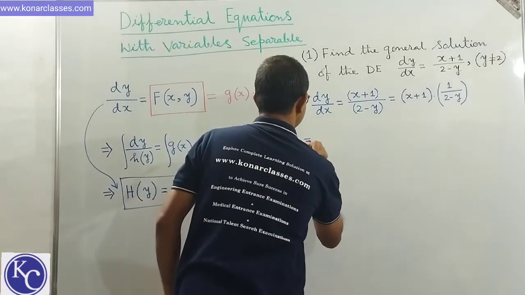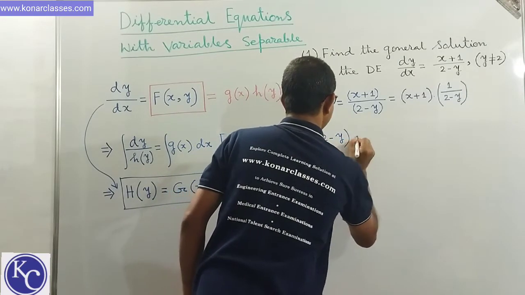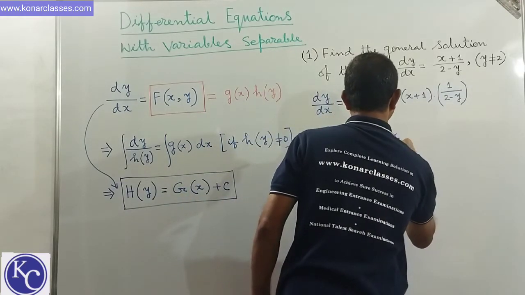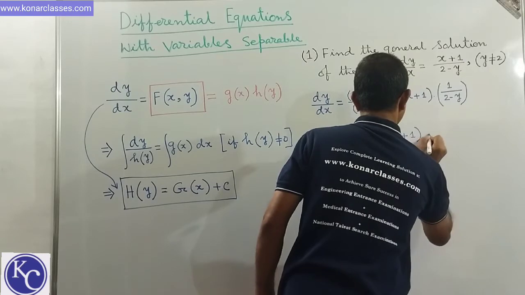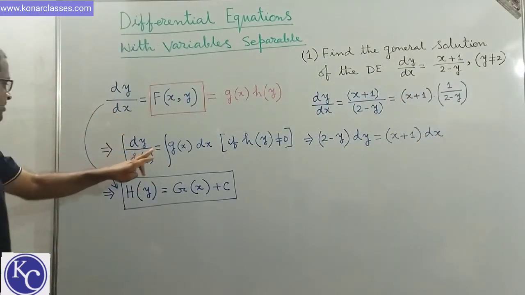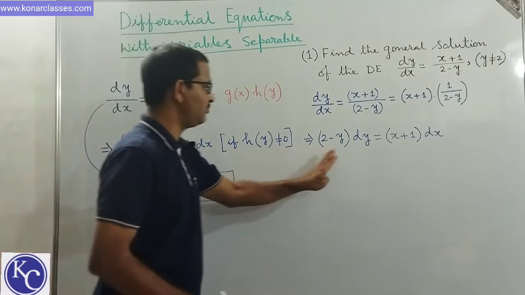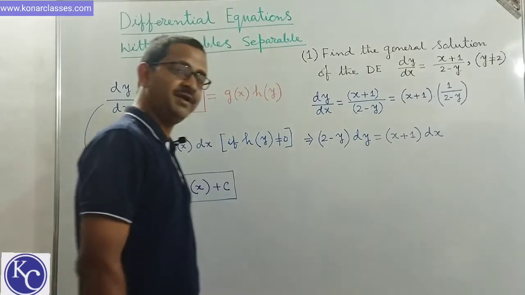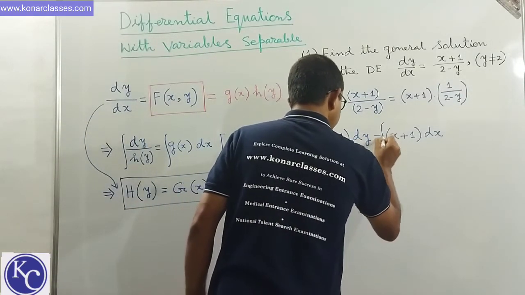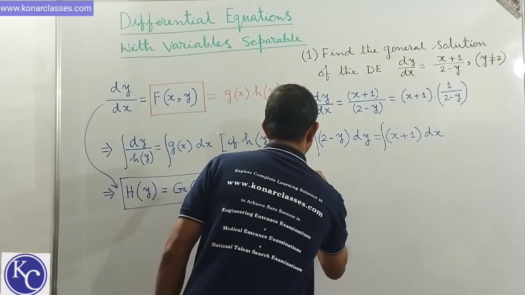This implies (2 - y) dy = (x + 1) dx. Correct? Same procedure, dy/h(y) = g(x) dx. Same thing: (2 - y) dy = (x + 1) dx. After that, we will integrate both sides. Now it is pretty straightforward. Integration of (2 - y) dy.